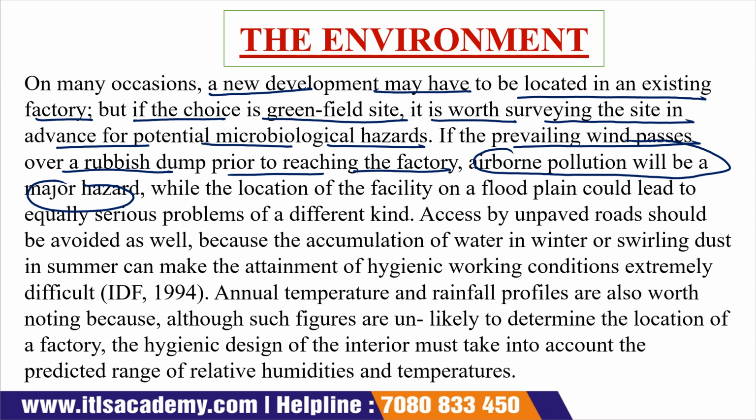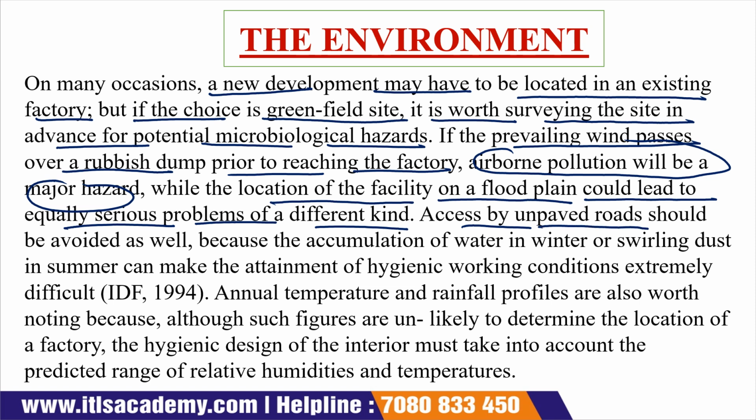Okay, suppose that wind passes over a rubbish dump. That means a dump which contains spoiled food product. Then after that this air which passes through the rubbish dump reaches the factory, then it will lead to airborne pollution which is considered a major hazard. While the location of the facility on a flood plain could lead to an equally serious problem of a different kind.